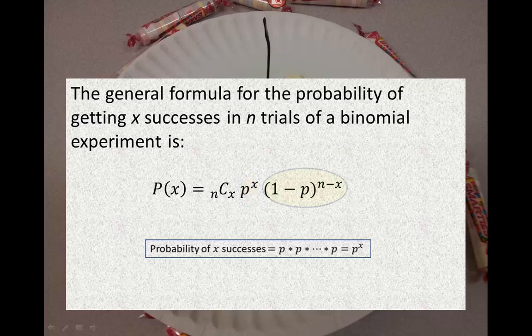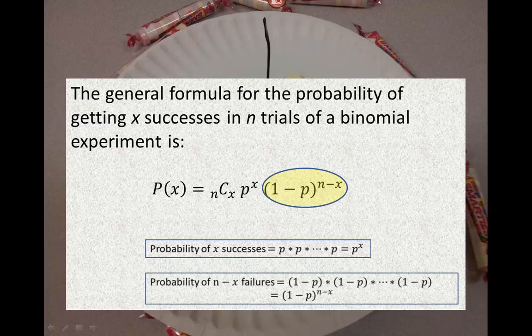Now look at the (1 minus p) to the (n minus x) term. Because the probability of a success is p, the probability of a failure is 1 minus p. And because there are x successes and n total trials, there are n minus x failures. So the probability of n minus x failures is (1 minus p) to the n minus x power.